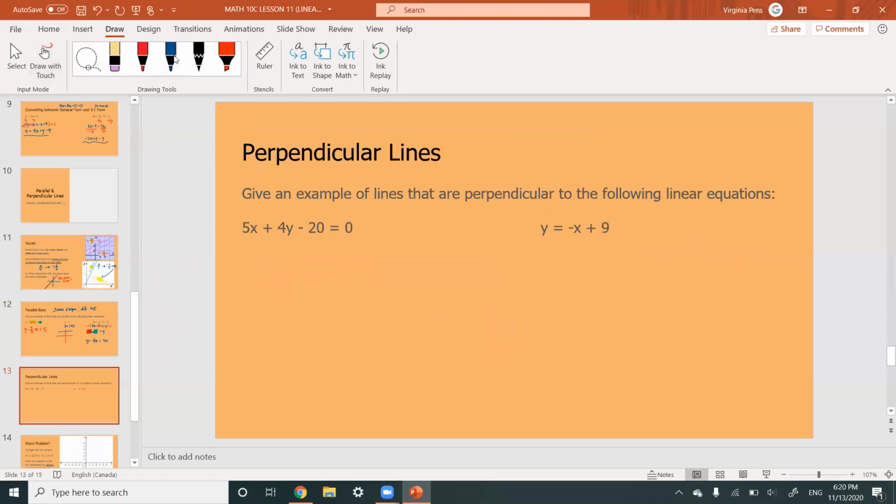Now for perpendicular lines, similar idea, except for the perpendicular lines, we don't need to worry about intercepts. We just need to find the slope. So let's start looking for slopes. Over here, we have an equation written in general form. So once again, we need to convert it to slope-intercept form to more easily find the slope.